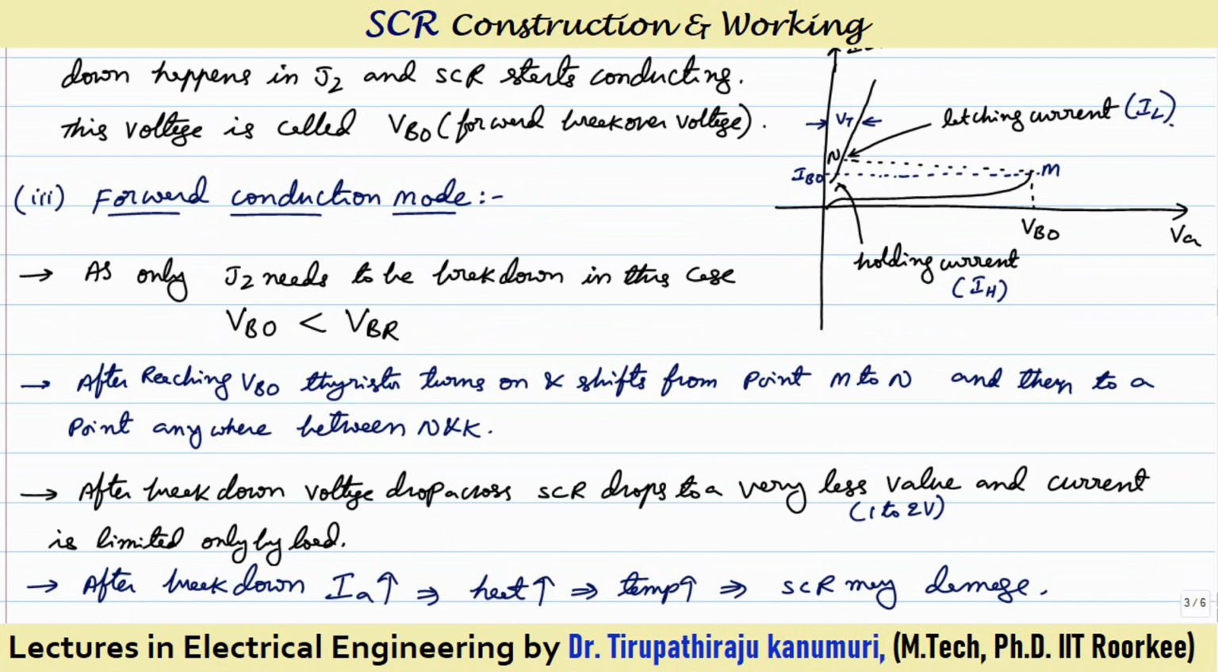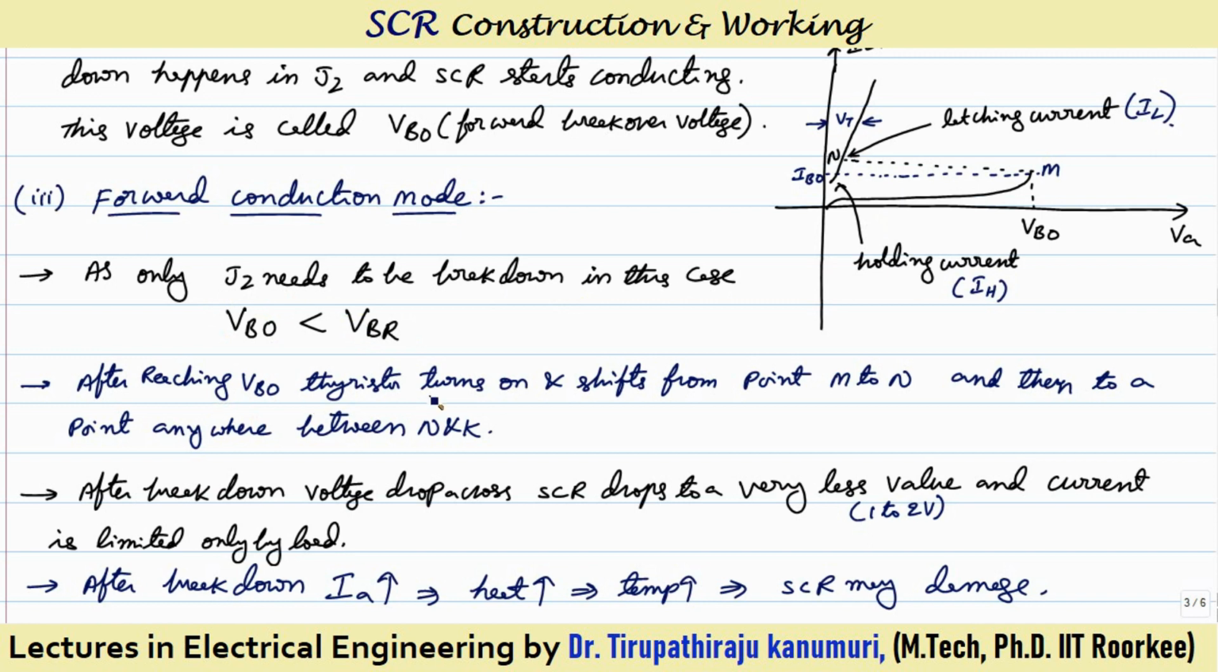Now going to the forward conduction mode. Let us assume that VBO is crossed and it has come to the forward conduction mode. Here only one junction needs to break down. We know that this forward breakover voltage, which I am representing by VBO, is less than the reverse breakdown voltage, because for reverse breakdown two junctions have to break, whereas in this case only one junction needs to be broken. That's why VBO will always be less.